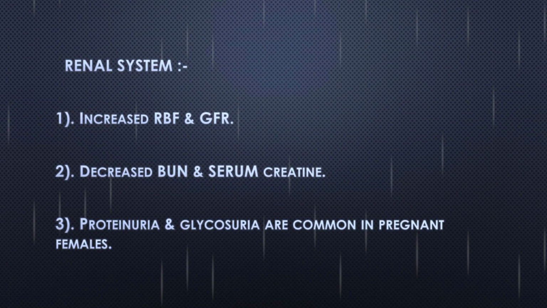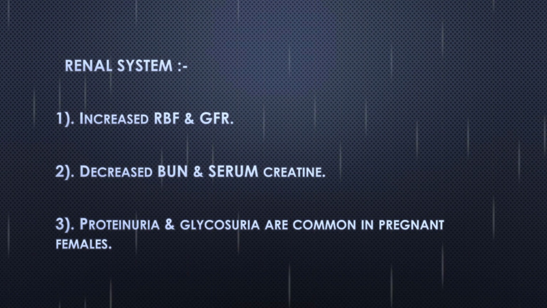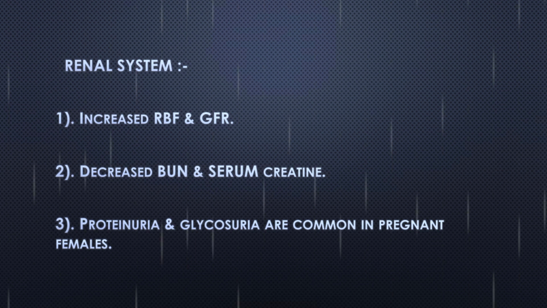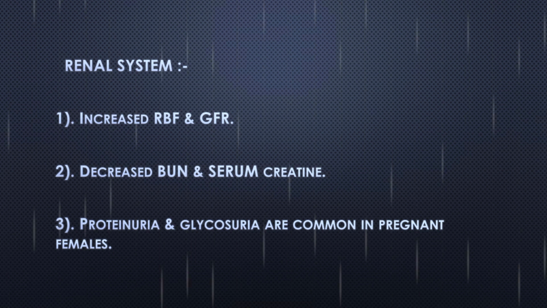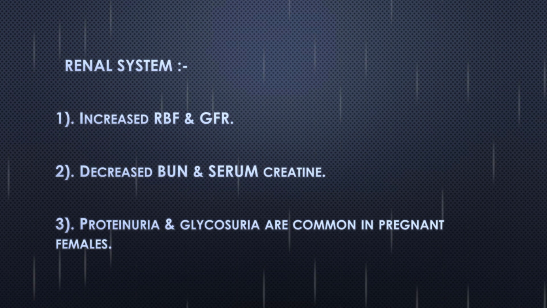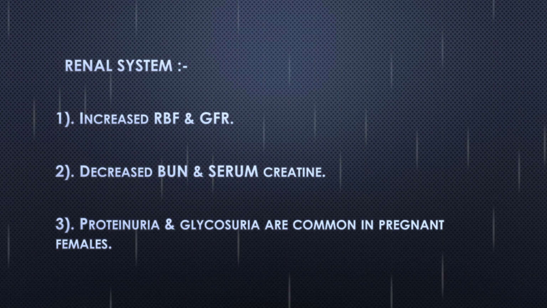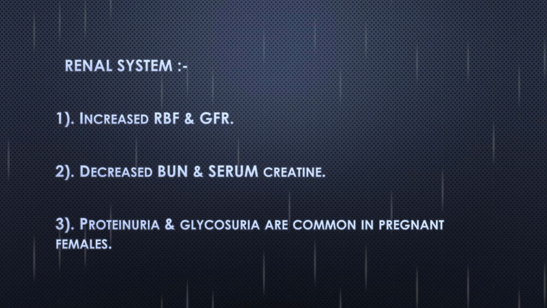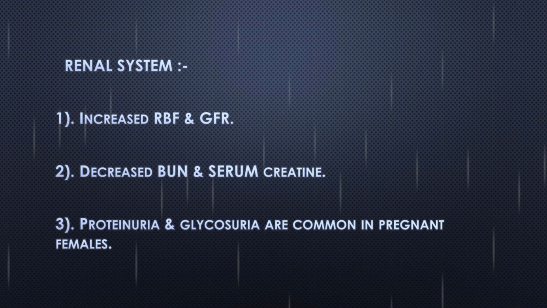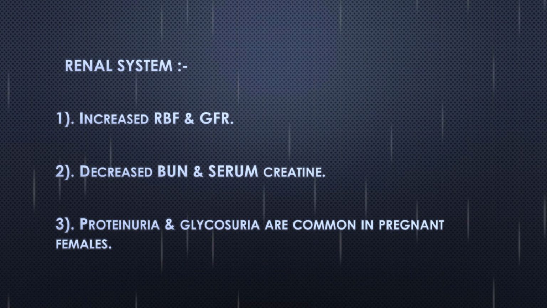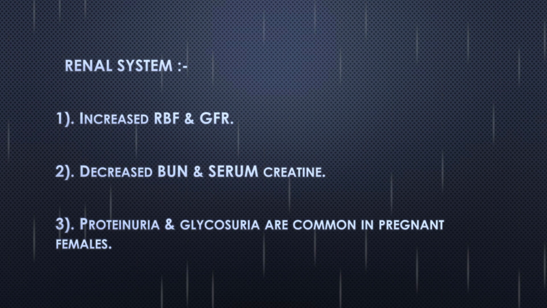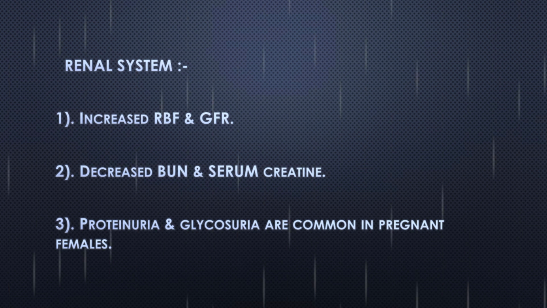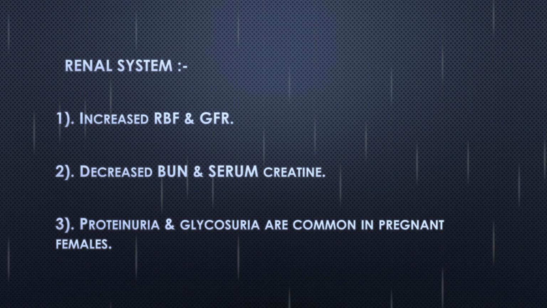Then moving to the renal system. Here the RBF, that is renal blood flow, and GFR increase. There is a decrement in BUN, that is blood urea nitrogen, and the serum creatinine level also decreases. Then the next point, proteinuria and glycosuria are common during pregnancy. I repeat, please mark the points. The RBF and GFR increase, the blood urea nitrogen and serum creatinine levels decrease, and proteinuria and glycosuria are very common in pregnant females.